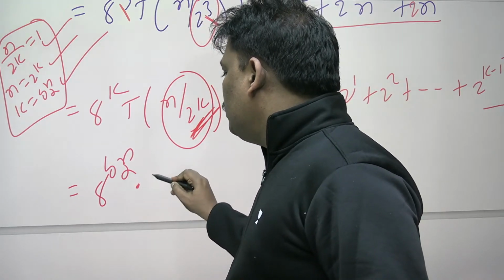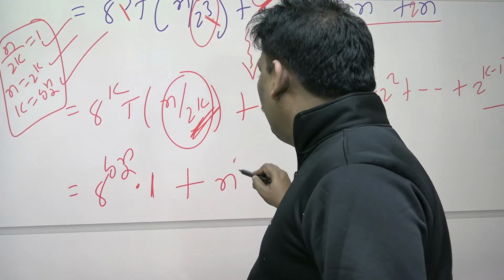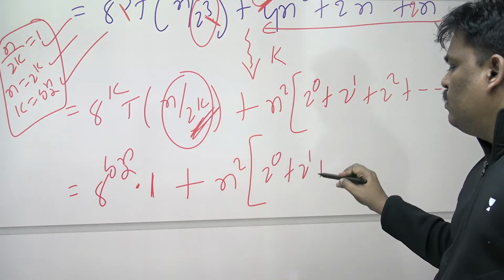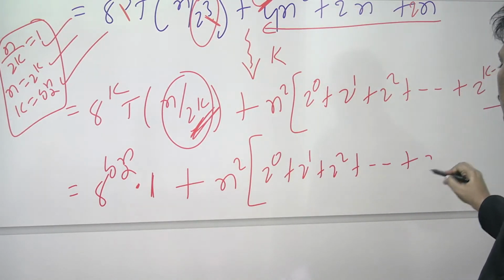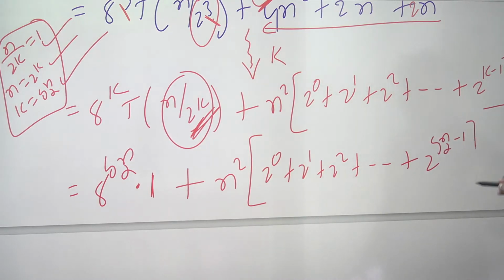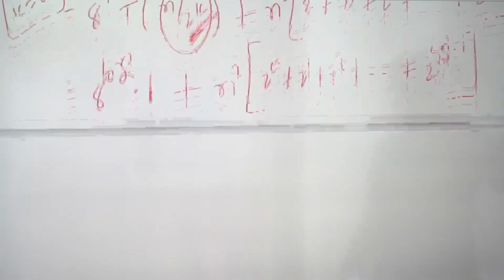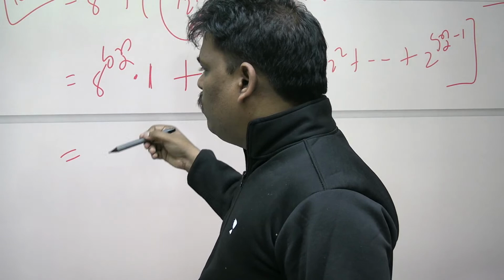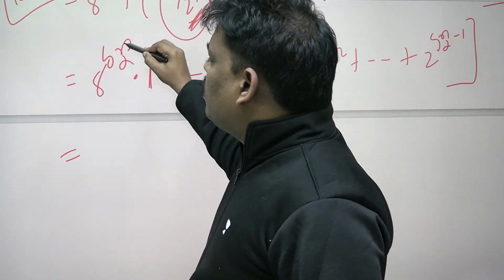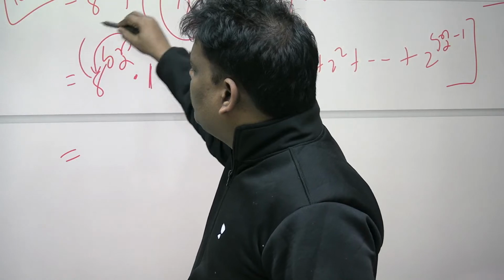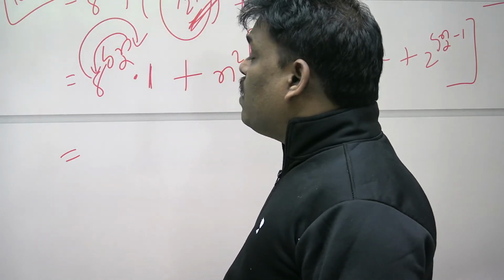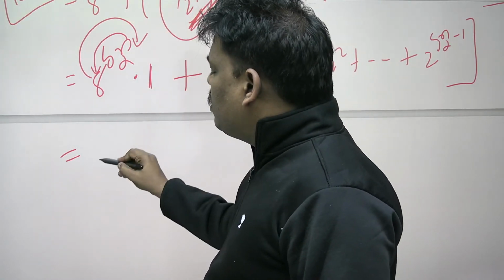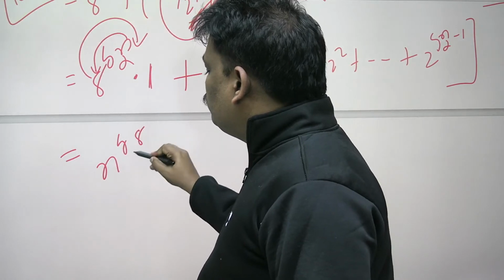But T of 1 is 1, plus n square into the series 2 power 0, 2 power 1, 2 square and so on. This became 2 power log n base 2 minus 1. Now simplify it. Do you know this formula or not? There is one formula for 8 power log n base 2, where in the power a log is there, you have to apply this formula. 8 power log n base 2 can be written as n power log 8 base 2, as n will come down.